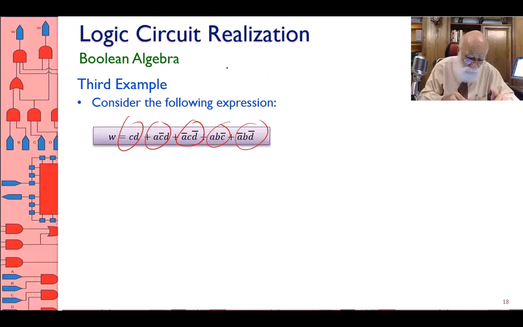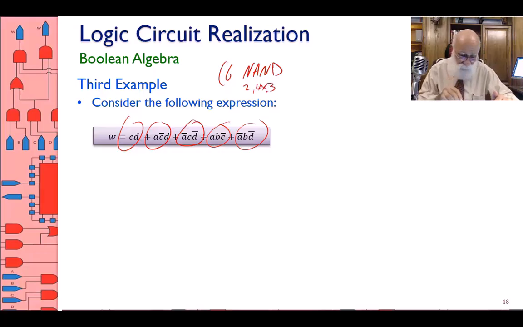So for now, let's remember 6 NAND gates, and then a 2 input, 3 inputs, and then a 5 input. Perhaps counting the number of inputs would give us a good measure of how big the circuit is. So we have 12 and then 7 is 19 altogether, all inputs.